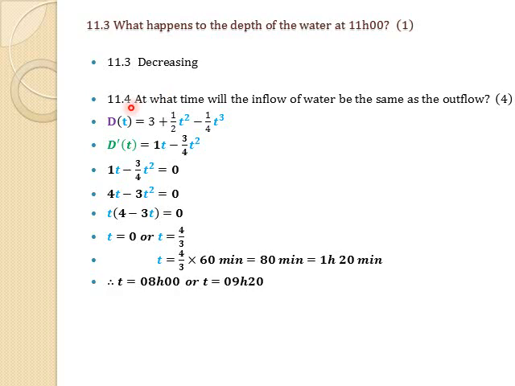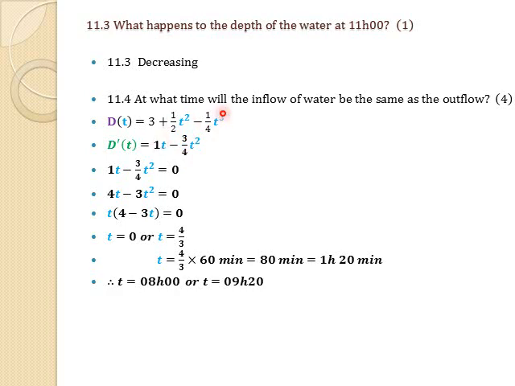Right, now they want to know for 11.4, at what time will the inflow of water, the water going into the system, be the same as the water flowing out of the system? So again, we have d(t) equals 3 plus half t squared minus a quarter t cubed. Find the first derivative, meaning we want the rate at which the water flows. So the rate, in short, is inflow and outflow at the same time. That's the rate of water flow. So d prime t equals 1t minus 3 over 4 t squared.